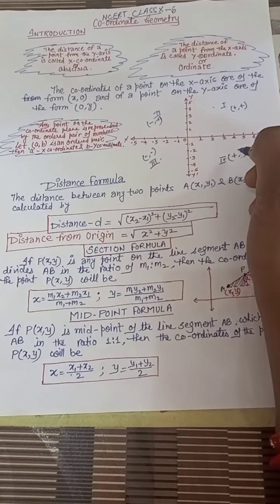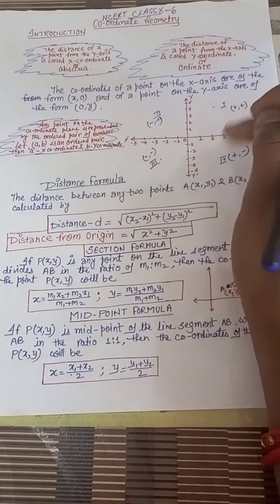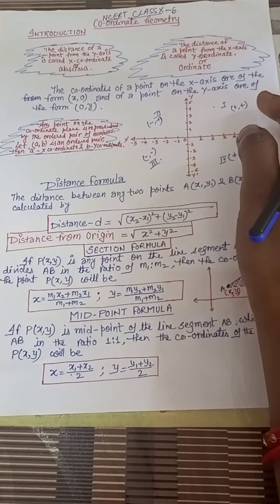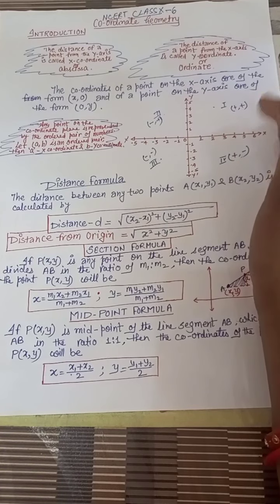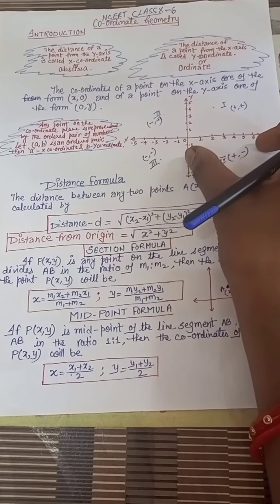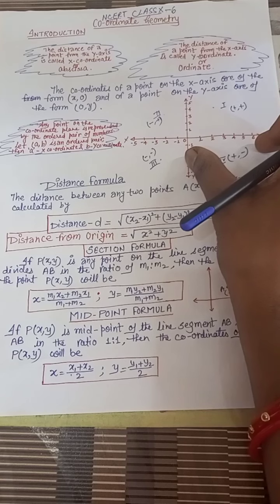So in class 9th we discussed how to plot a point on a graph, and also in chapter 4 of class 9th we drew a linear equation in a coordinate plane or Cartesian plane, where we got a straight line. A linear equation always draws a straight line in a Cartesian plane. So this is the introduction part of class 10th coordinate geometry.